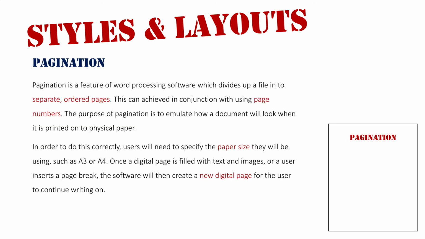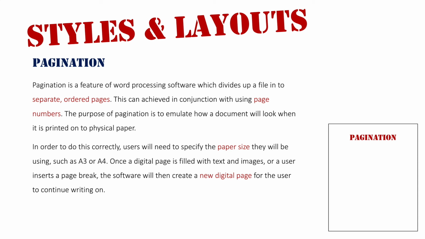Finally, today we'll look at pagination. It's a feature of word processing software which divides up a file into separate ordered pages. This can be achieved in conjunction with page numbers. The purpose of pagination is to emulate how a document will look when it is printed onto physical paper.